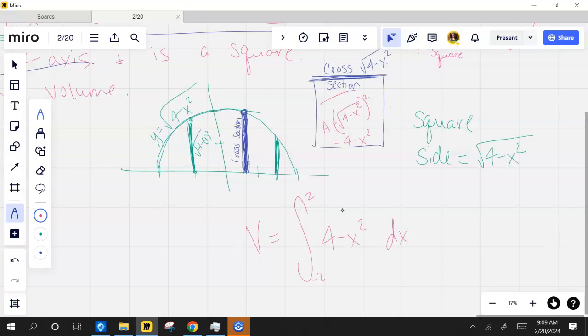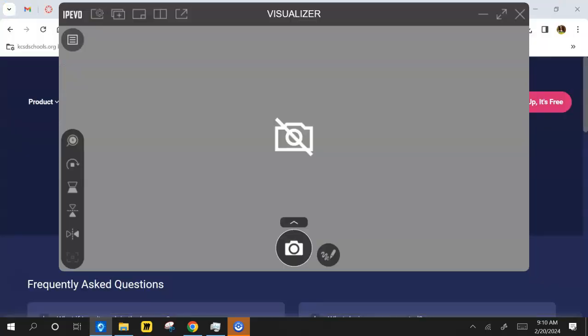This would be a non-calculator problem. You could do this with symmetry, and you could go from 0 to 2 and double it if you wanted to, or you could go from negative 2 to 2. I tend to go from negative 2 to 2. But if you would rather go from 0 to 2, that's fine too.